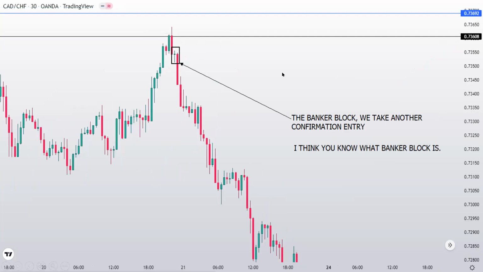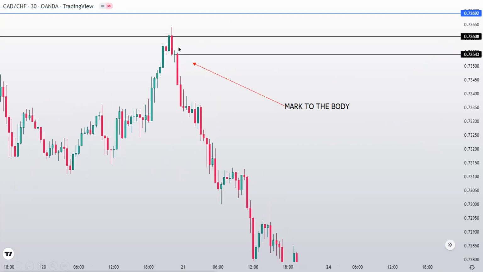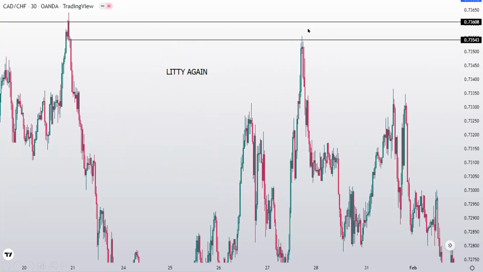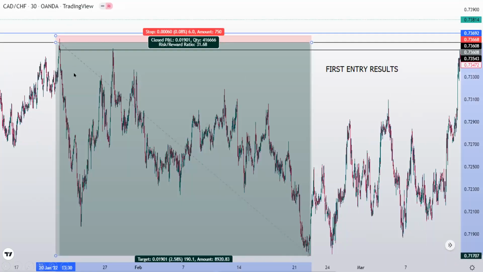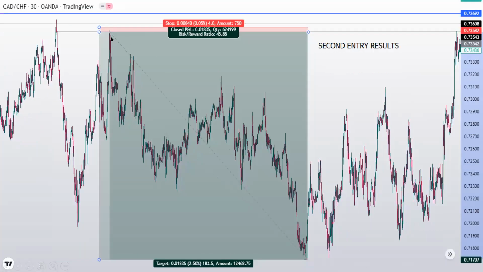Now we mark this candle on that specific body. Then after the market comes, taps to that entry point, then the market goes. These banker blocks, actually they don't happen often. But if you happen to spot it, actually you are having a highest probability of winning that trade. So the first entry had almost 6 pips stop loss, the second one only 4 pips, and the reward was almost 1:45. So for both entries, it was almost 1:90.